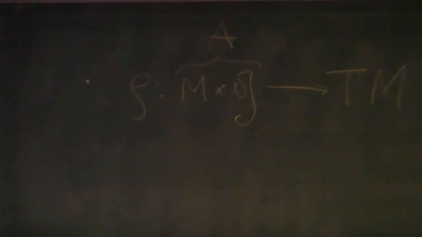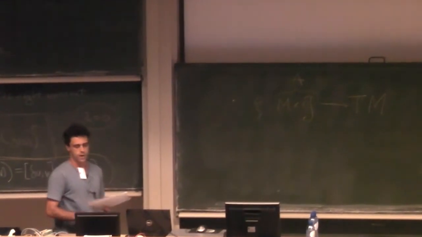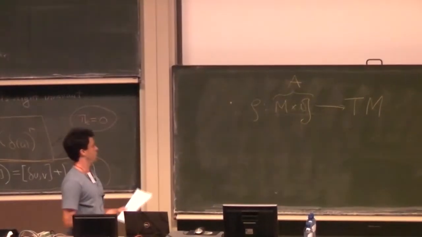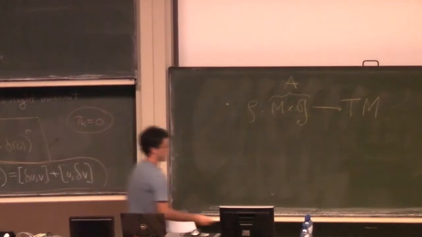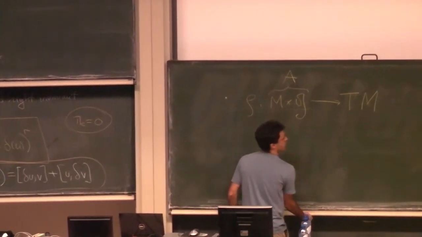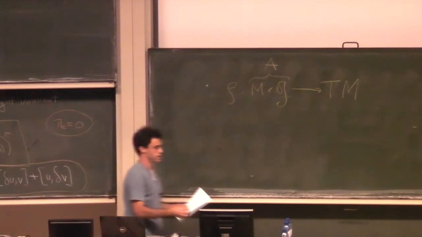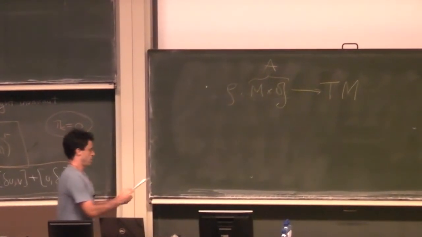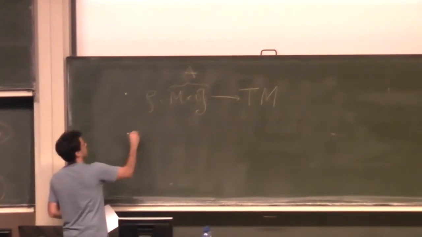And another example that is a key example for us already came up in Ruth's talk this morning, even though he didn't bother to say the name of the object. It's just if you have a Poisson manifold.